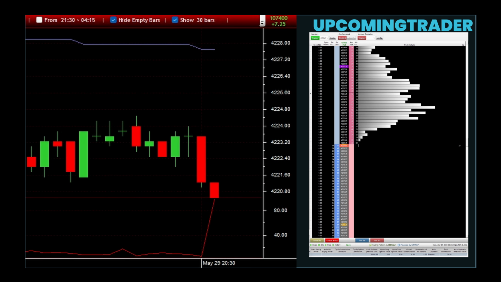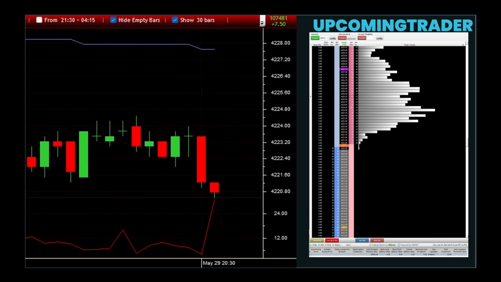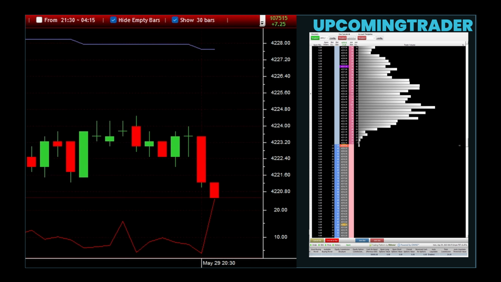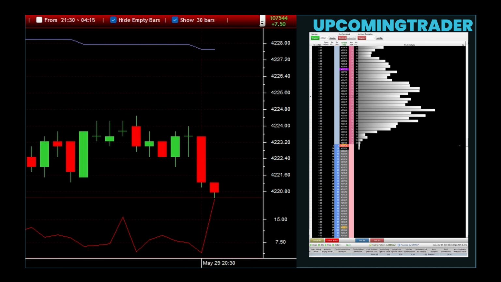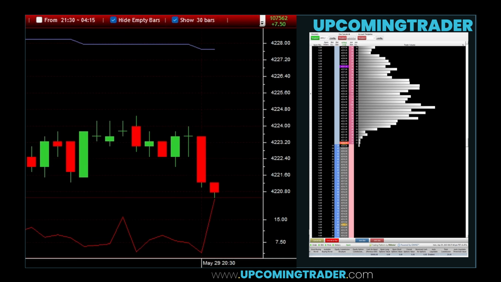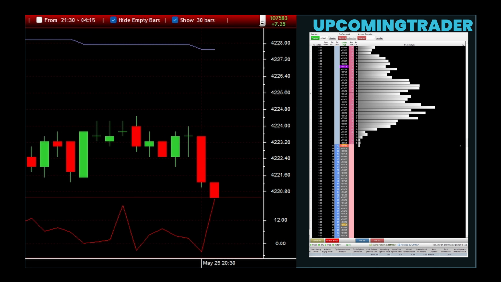Another key feature to consider is the concept of single prints. Single prints occur when price moves quickly through a range without much trading. In a TPO chart, these areas appear as single letters or a thin column, indicating that price did not spend much time at those levels. Single prints can be seen as gaps in trading, often acting as weak points that price might revisit. When price returns to these levels, it is common to see reactions, as they represent areas where the market previously moved too fast to establish fair value.